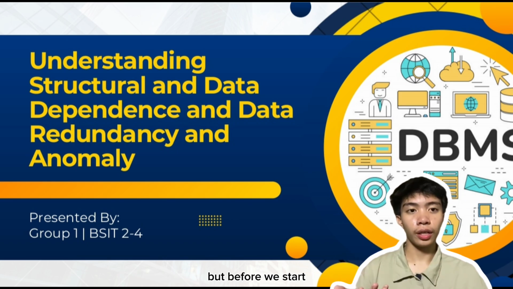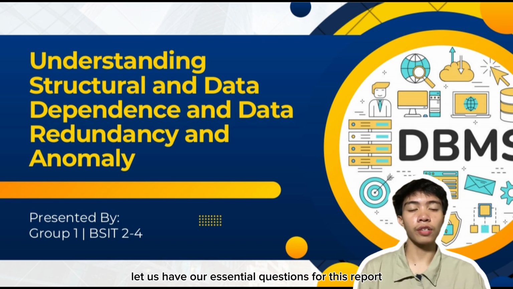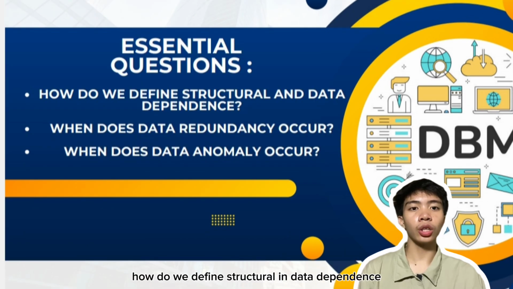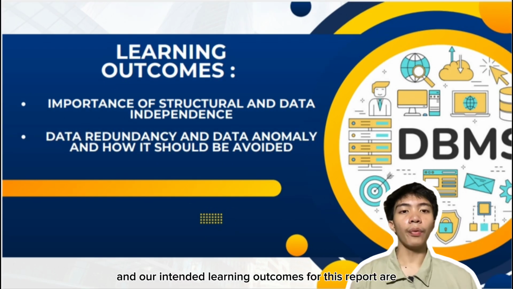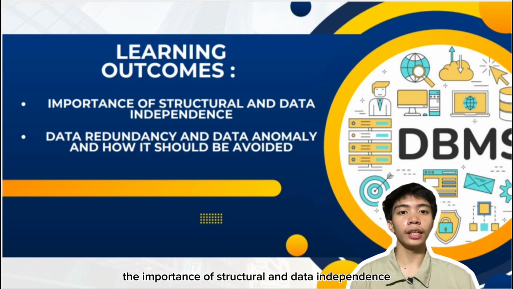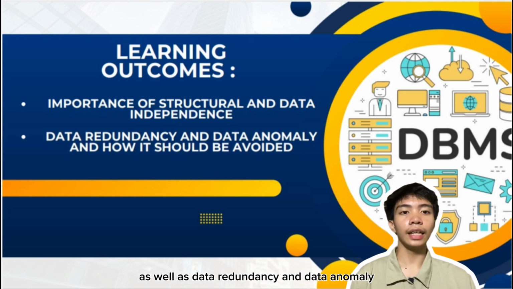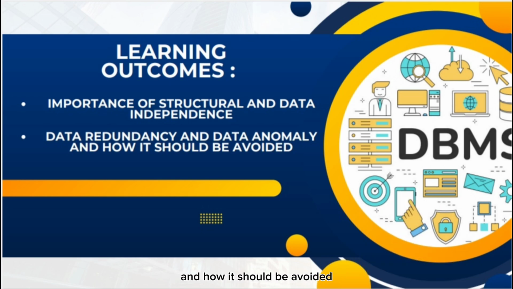But before we start, let us have our essential questions for this report. How do we define structural and data dependence? When does data redundancy occur? When does data anomaly occur? And our intended learning outcomes for this report are the importance of structural and data independence, as well as data redundancy and data anomaly, and how it should be avoided.